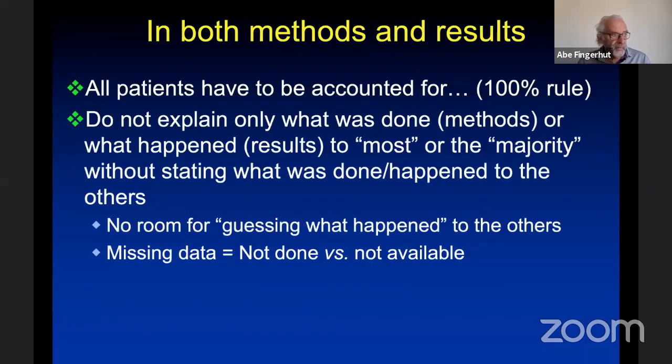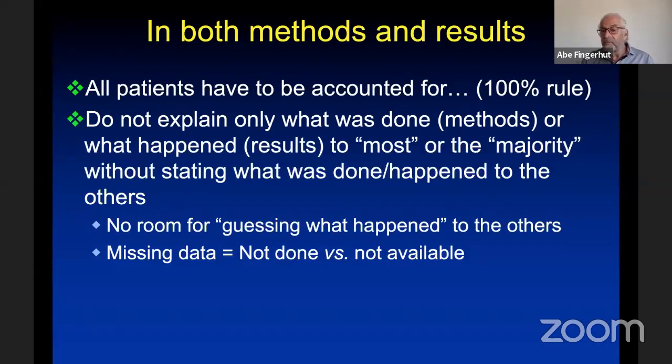Very important, however, is that once you have defined your population, whether you're talking about them in the materials and methods, in the results, or in the discussion, make sure the reader knows that you account for 100% of your population. Don't explain what happened to most of the patients, or the 70% of the patients, without telling what happened to the other 30%.